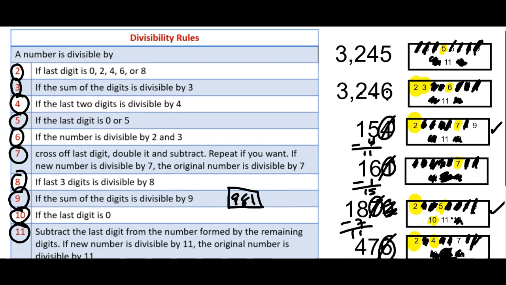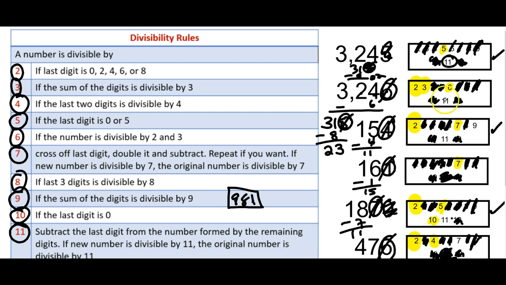And let's go back up. Let's see. For these larger ones, take the 5 and subtract it, you get 319. Take the 9 and subtract it, you're going to get 22. 11 will divide into 22, so 3,245 should be divisible by 11. And since it's divisible by 11, I doubt this next one will be because it's only 1 away, but we'll go ahead and go through the motion here. If you cross off the 6 and subtract it, you get 318. Cross off the 8, subtract it, and this time you're going to get 23, which is not divisible by 11.